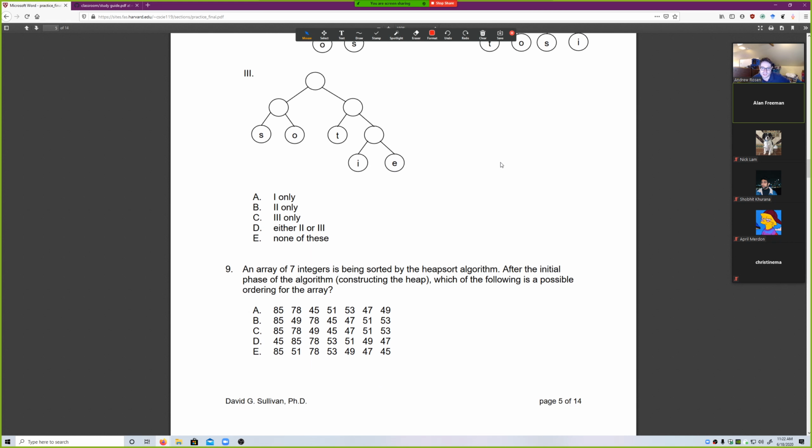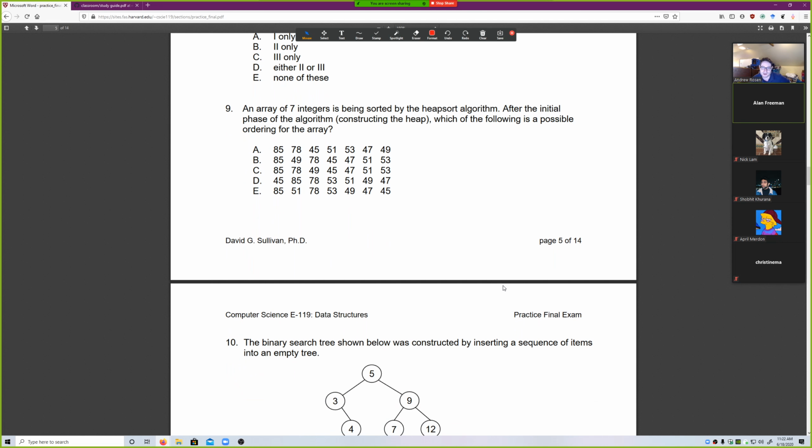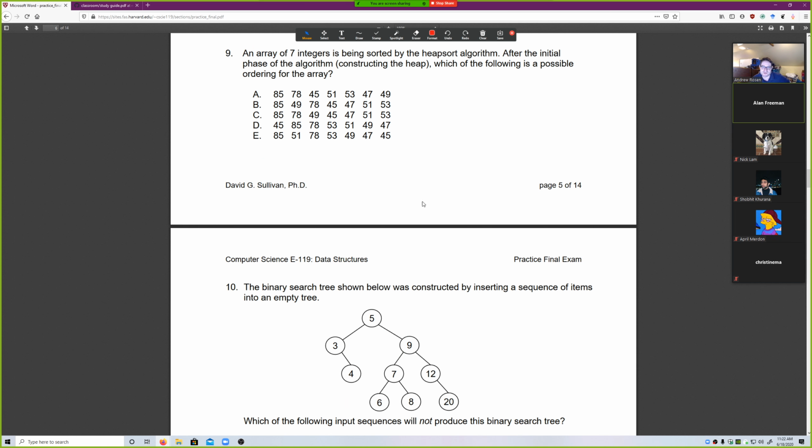So, Huffman trees we don't need to go over right now. An array of 7 integers is being sorted by the heap sort algorithm. After the initial phase of the array, which is constructing the heap with the heapify method, which of the following is a possible ordering for the array? This is actually not a sorting question, this is a heap question, because heapify turns this into a max heap, right? So basically it's asking which of these is a max heap?